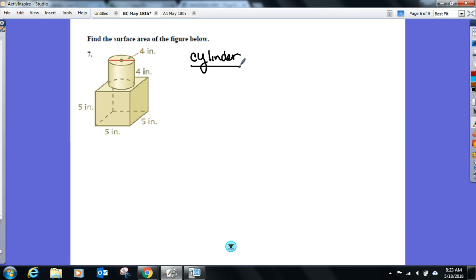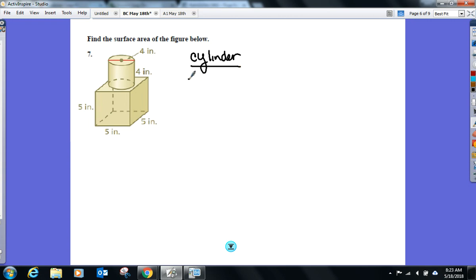Is everything showing on the cylinder, or is something covered up? Describe to me what is being covered up on the cylinder that I cannot include in my surface area. What is being covered up? This base right here. It's on top of the cube.